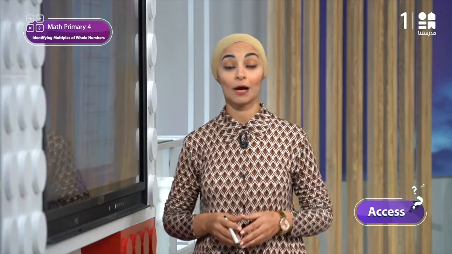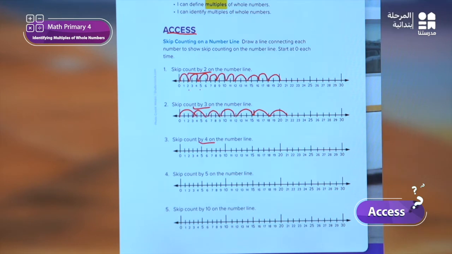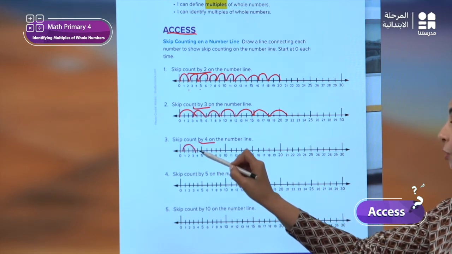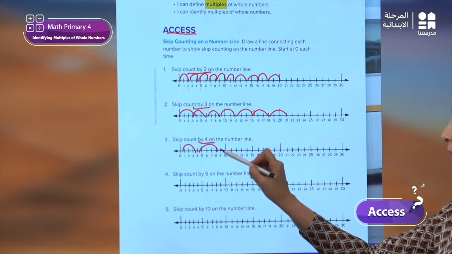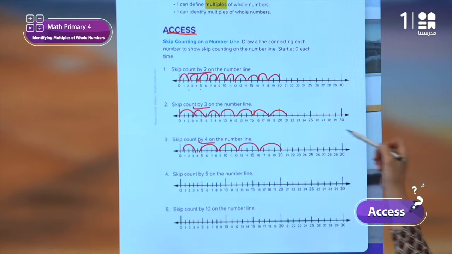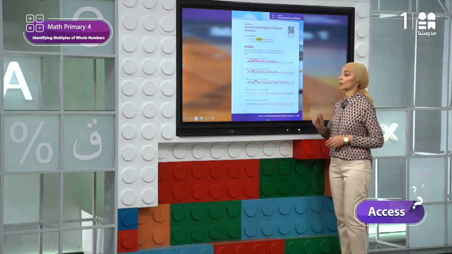Now, let's continue the same way with the third number line, and now I will skip count by 4. I will start with 0 till I reach 4, then 8, then 12, 16, 20, and so on till I reach what? 28. So, 24 and 28. Now, also, have you noticed the pattern repeated here?